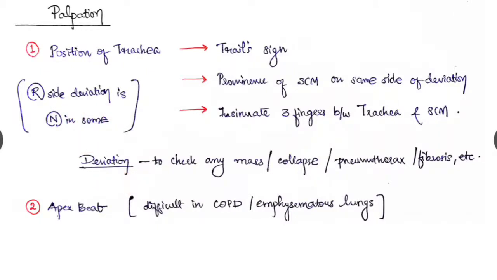The deviation indicates it is to check whether any mass or collapse of the lungs is present, or to rule out any pneumothorax or fibrosis, etc. And next we have to look at the apex beat. Apex beat is difficult to palpate in COPD or emphysematous lungs because the lung will be expanded and the heart will be situated deeper, and hence it is difficult to palpate the apex beat.